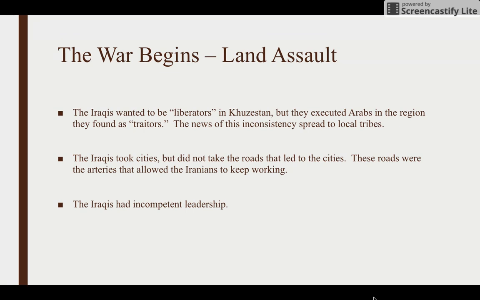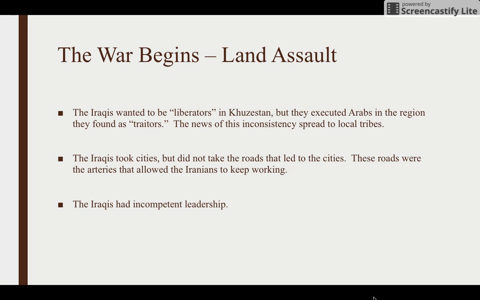However, once they got there, the Iraqi troops weren't all on board. They started calling the people living in this region traitors to all Arabs, and they started executing them, and it was just a really bad look. This would spread to the local tribes, and the tribalistic culture in this region just made this a really big mess. The Iraqis are also able to capture a couple of cities along the border.